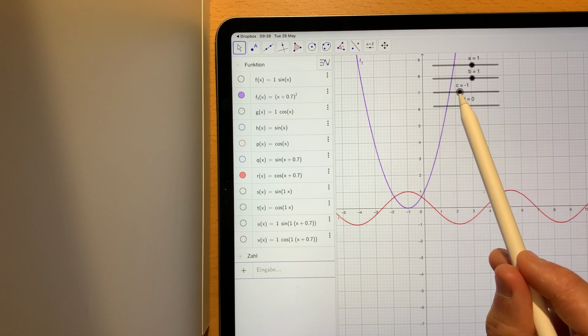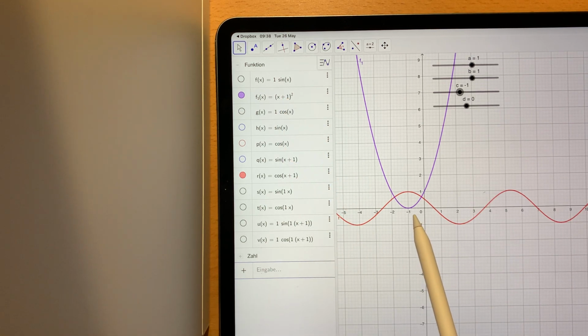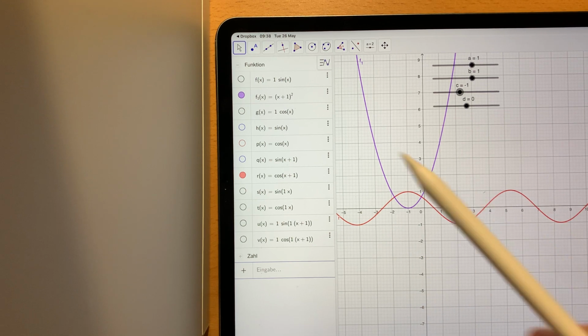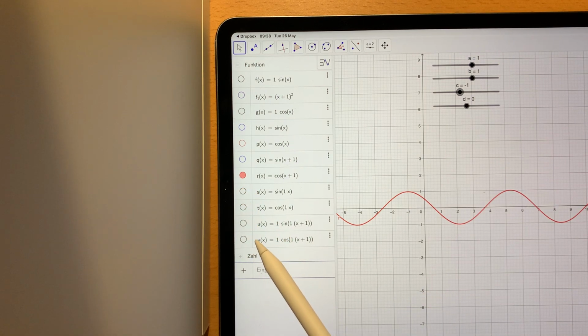As I go to minus 1 here, that means I have to add 1. Everything will be translated to the left. It's the same thing again, like your parabola. So I hope it wasn't too difficult, and we can say horizontal translation done.